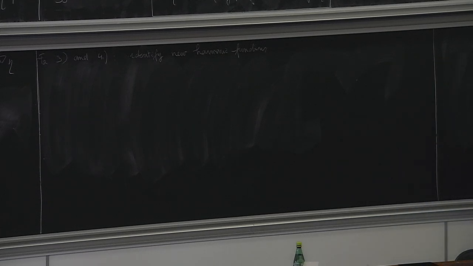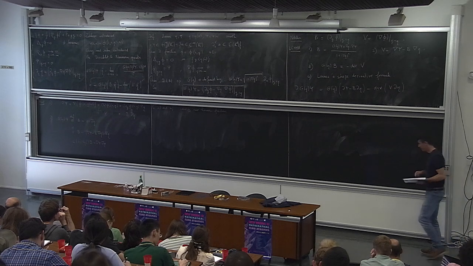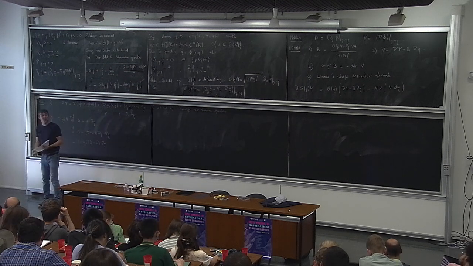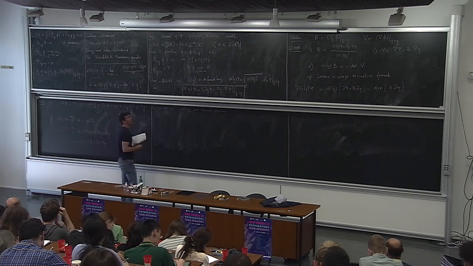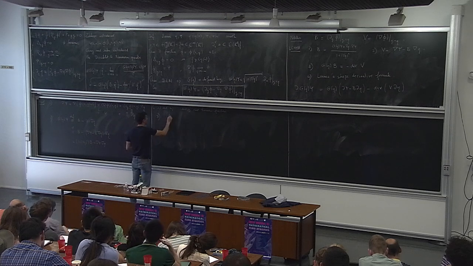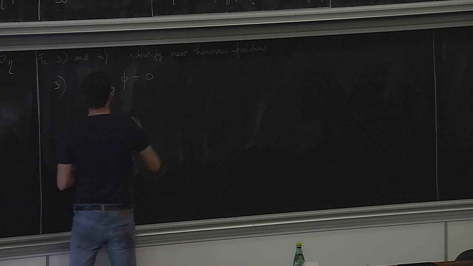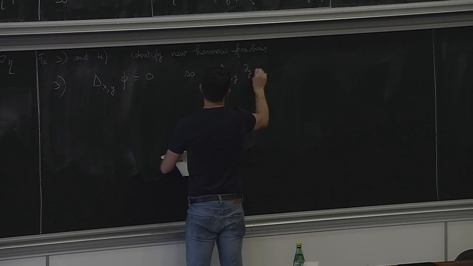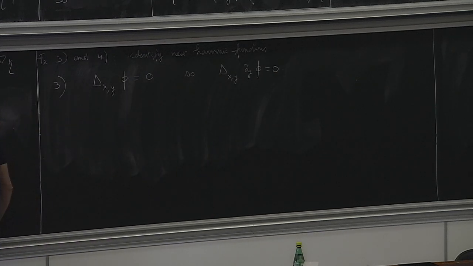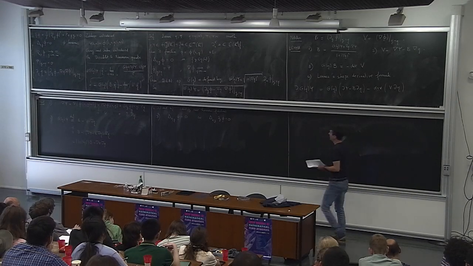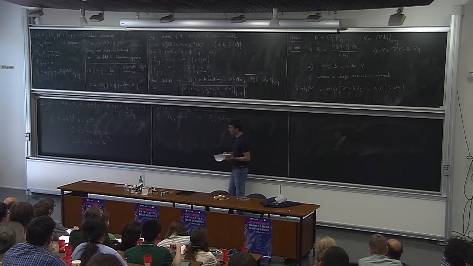For points number 3 and 4, there is a trick that can be used: every time you are able to identify a new harmonic function, you are able to get a new identity. To be more specific, we prove identity 3 by noting that phi is a harmonic function. So the derivative of phi with respect to y is also a harmonic function. And we will see tomorrow, for instance, or it's easy to see, that the derivatives dy phi are also converging to zero at minus infinity.